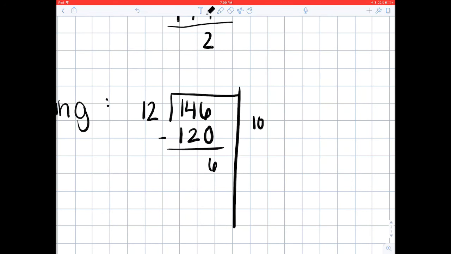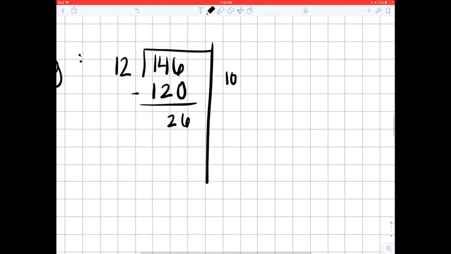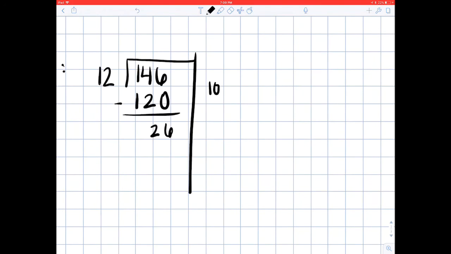So 6 minus 0 is 6, 4 minus 2 is 2, and then 1 minus 1 is 0. So then we know that 12 goes into 26 2 more times. So we're going to write a 2. And then we're going to put a 24 because 12 times 2 is 24. And then we're going to subtract, and we get a 2, which is our remainder because 12 can't go into 2. So then we're going to take these and we're going to add them. So we get 12 remainder 2.